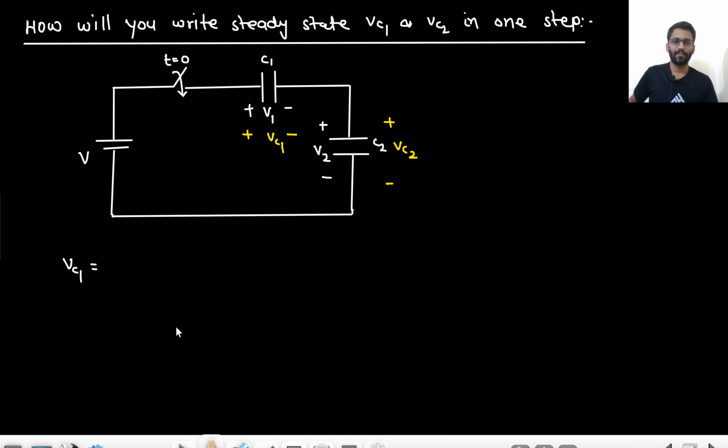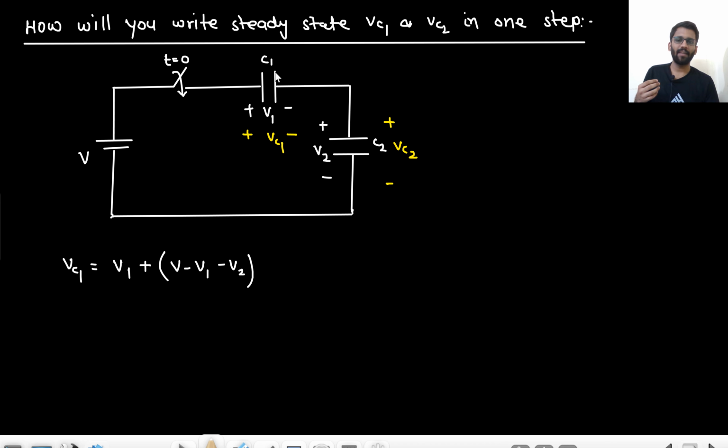Okay, so in one step I need to write the value of VC1 and VC2. So how will I write? First I will write the initial voltage, that is V1 plus, I will see what is the total voltage in the circuit. What is the total voltage in the circuit? From here I will start: 0 plus V minus V1 minus V2. Total voltage is V minus V1 minus V2.